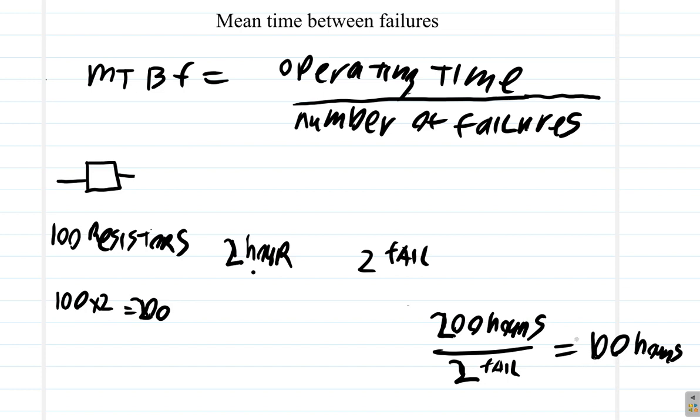So the fact is, the more you have, and the less that fail, the more reliable, the longer each will last, the longer the time between failure. The longer the operating time, the longer will be the time between failure. But the more of them that fail, then the shorter will be the time between failures. That is, the less the quality, the less reliable it is.